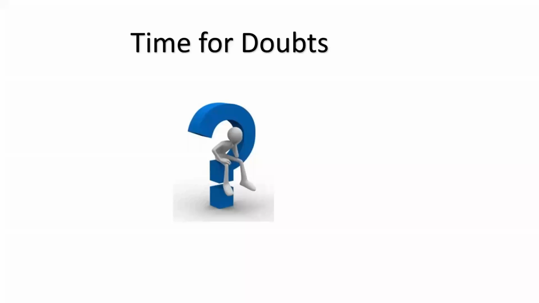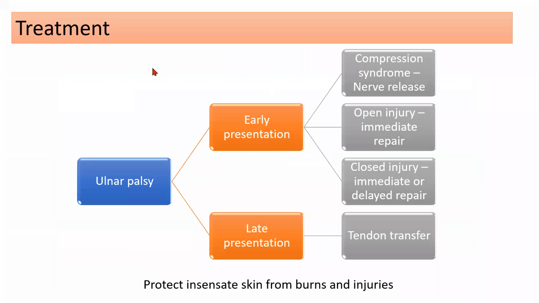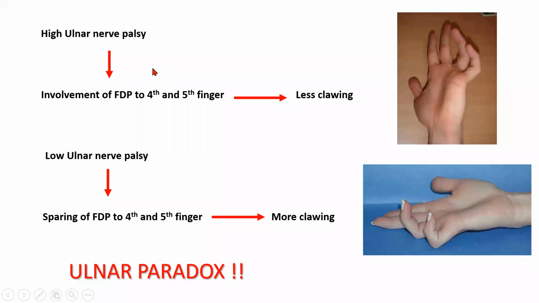Dr. Praveen Raj wants me to explain the ulnar paradox. I will explain it. Right. See, what is a paradox? A paradox is nothing but a combination or a situation where two opposing concepts occur together. See, in case of a high ulnar nerve palsy, naturally or obviously you expect the clawing to be more.